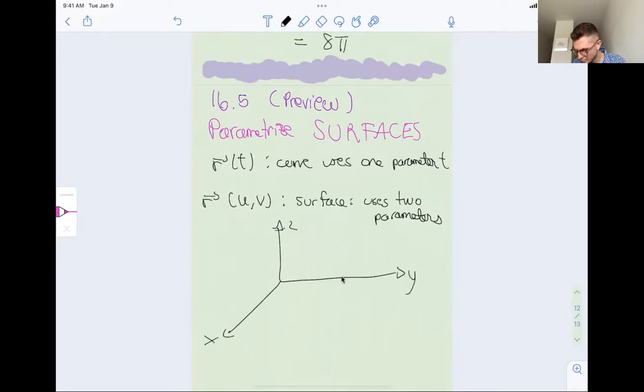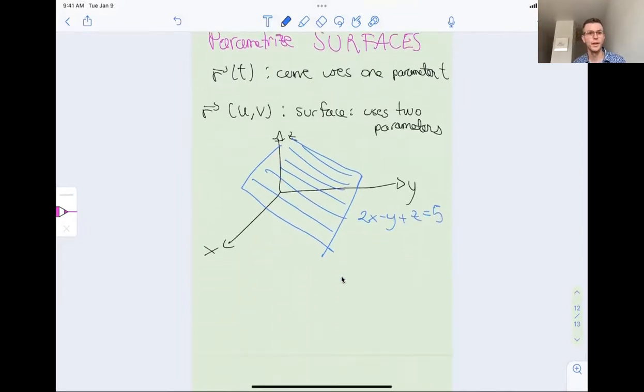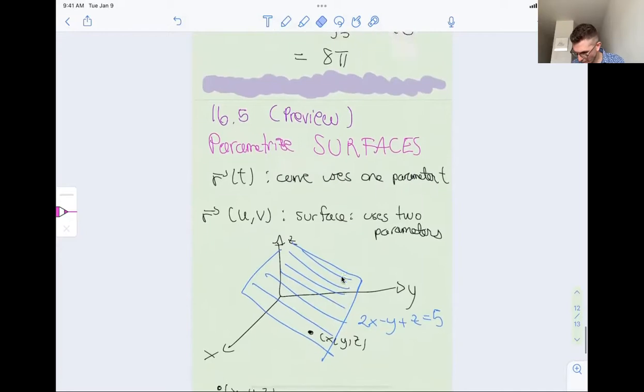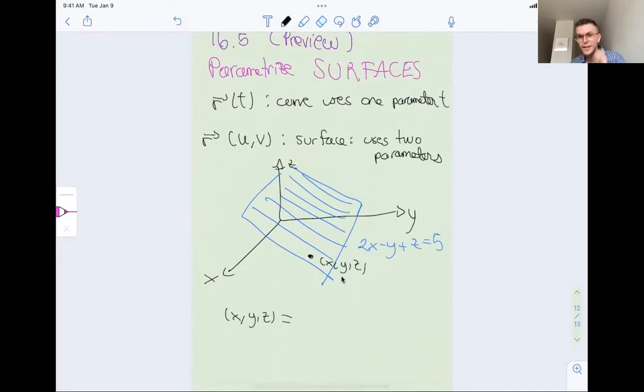Imagine that I give you the equation of a plane. Think of this plane as a surface. The plane has equation 2x minus y plus z equals 5. The idea of parameterizing a surface is that you pick a point x comma y comma z on the surface. But the thing here is that at this moment you see 3 variables, and we don't want that. So the parameterization of a surface needs to somehow get rid of one of the variables. So how can you get rid of one of the variables in this example of the plane?